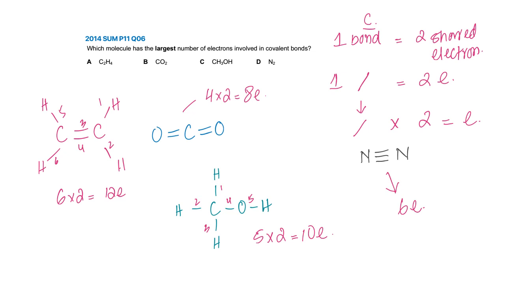Which has the largest number of electrons involved in covalent bonds? Note we're not talking about any valence electrons, like oxygen over here might have a few. We're just talking about the count of electrons shared in the bond, taking part in the covalent bond. So the correct answer over here is A, which has the most electrons.